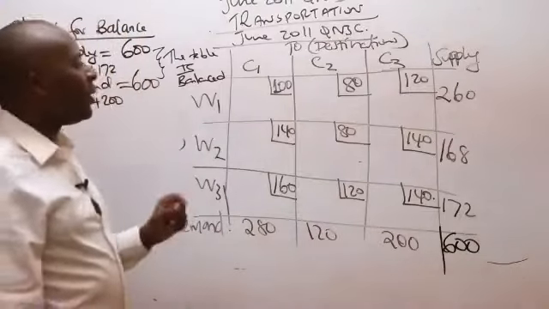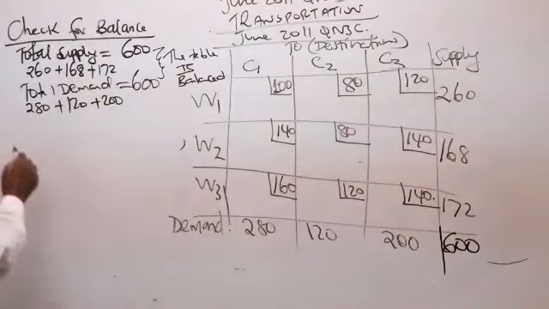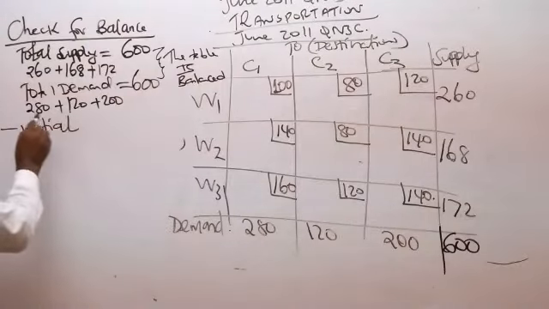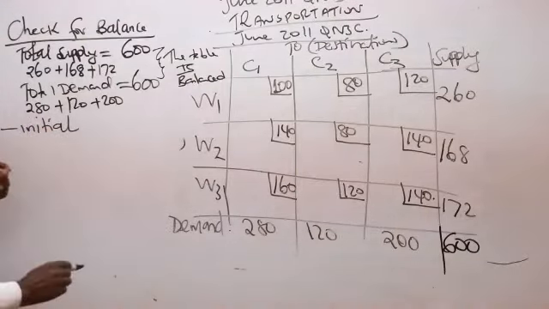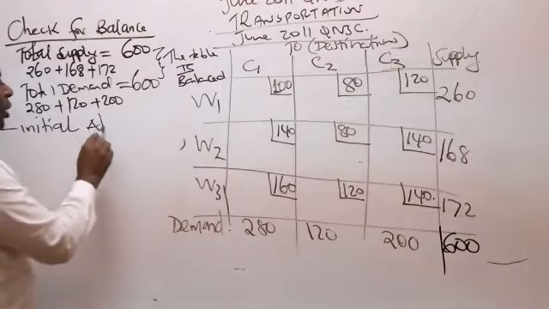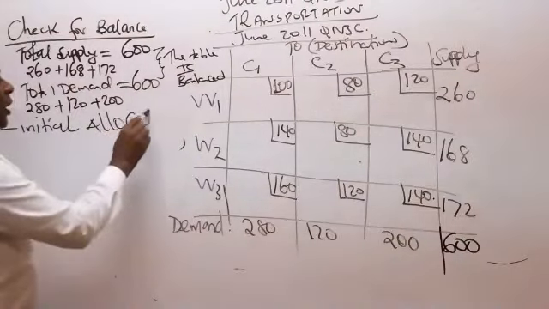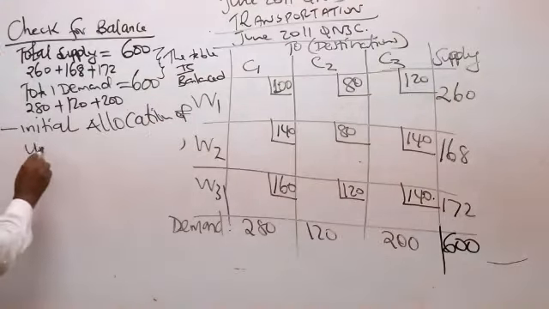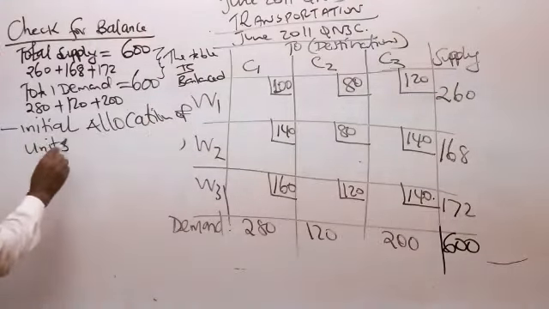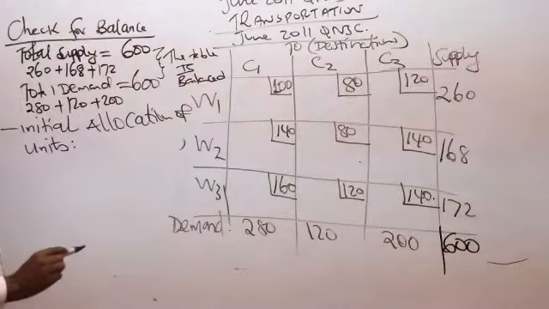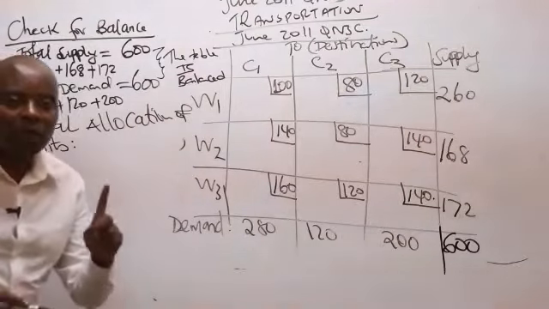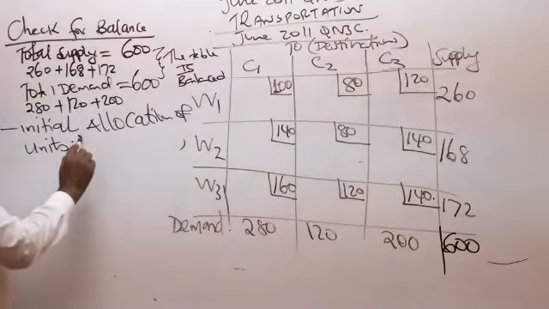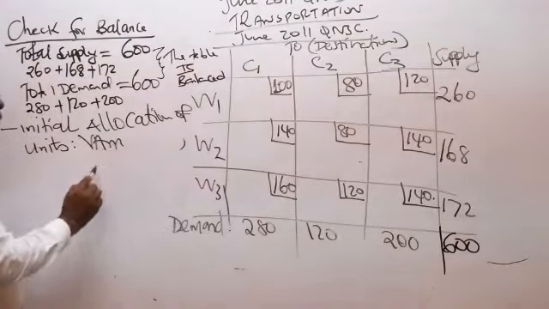Now from there, ladies and gentlemen, we go for the initial allocation of units. If you remember our last class, I told you that we have 3 methods. But the method which is always asked by your examiner is what we call the VAM.